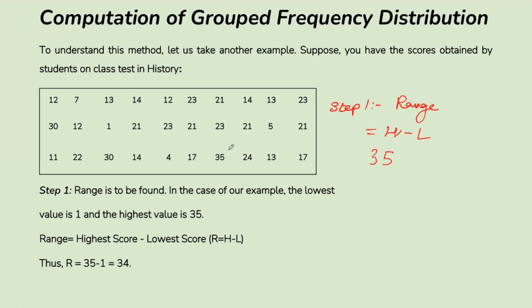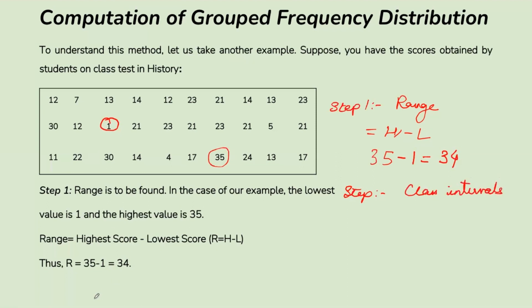Let us see. This is the highest value. What is the lowest value here? This is the lowest value. Okay, so you have to find the range. That will be 35 minus 1, which is equal to 34. So range will be the difference of the highest score minus the lowest score. Now the second step is we have to determine the class intervals.